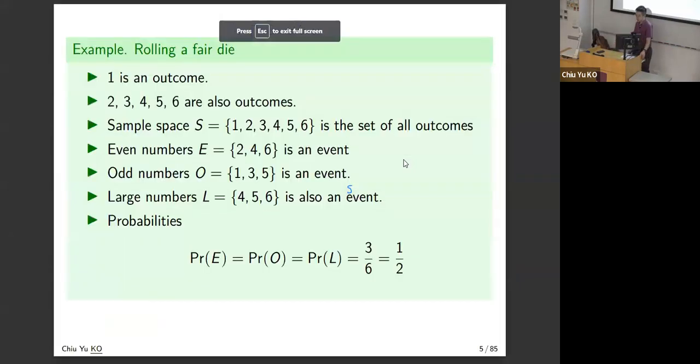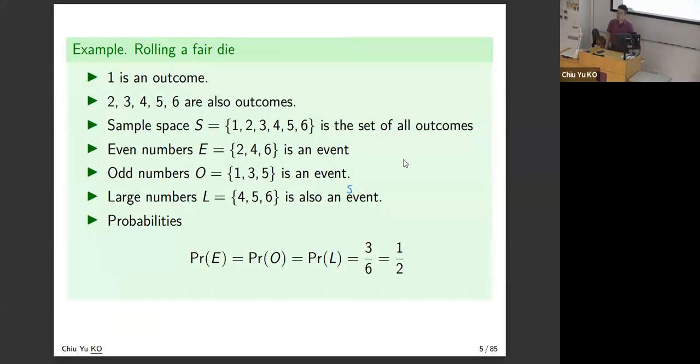Then we just give an example. Okay. This real quick example is rolling a die. We have a 6 face dice. Then one's outcome, 2, 4, 5, 6 are also outcomes, because we just roll once. And the sample space is 1 up to 6, right? Because that is all possible outcomes. And the event "even number" involves 3 outcomes, 2, 4, and 6.